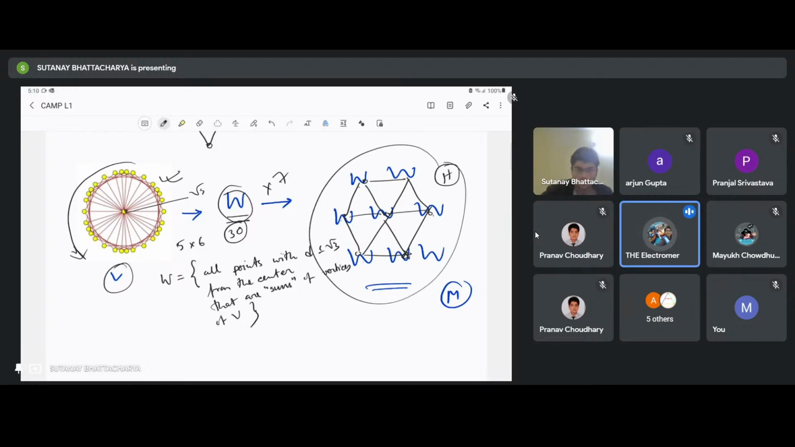Okay, so I have a doubt. When we say they are put on H, we're saying that the side length is also 1 only, right? Yeah, side length is 1. Side length is still 1, right?